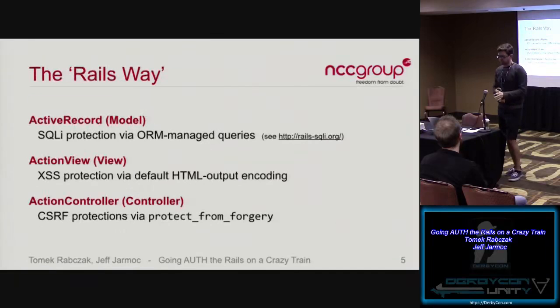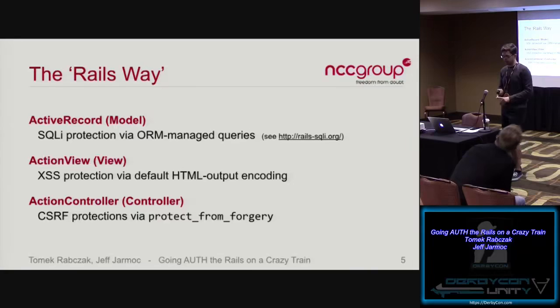So the Rails way. Rails is nice because it provides a lot of protections for developers by default. Here we have the MVC architecture coming out again through these three different mechanisms. Active Record is how the models are set up in Rails. That's going to give you SQL protection by default. Now there are ways to get that wrong. So we have a link there for railssqli.org. That's a pretty comprehensive list of how you can still get SQL injection in Rails applications. So we refer to that pretty frequently.